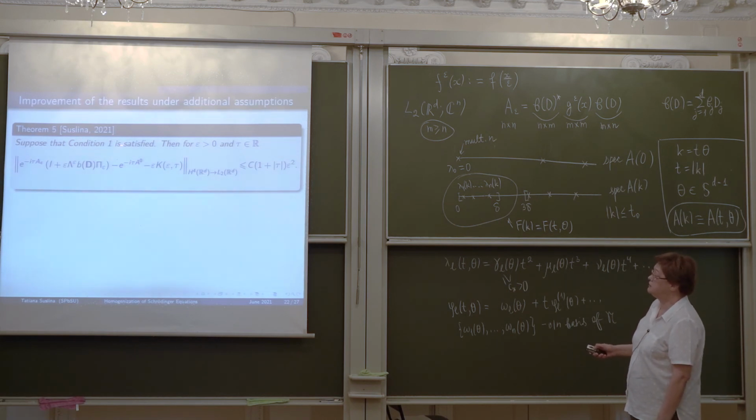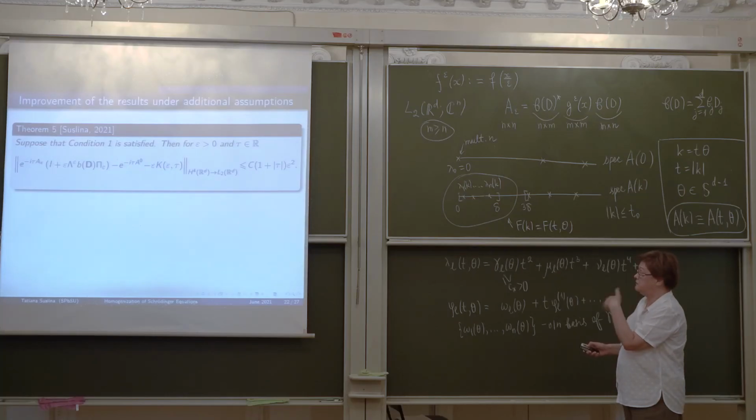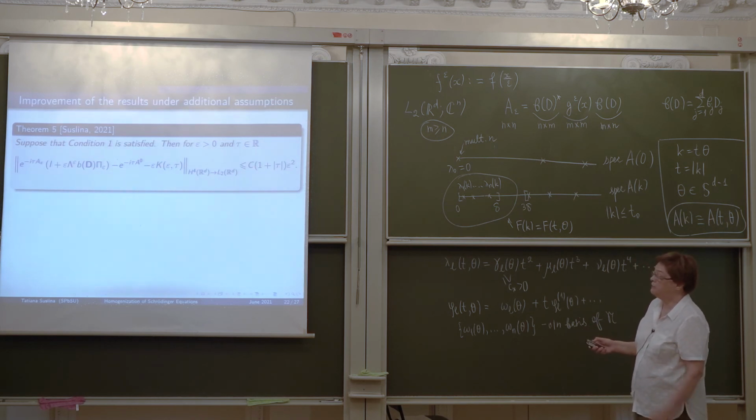Under the same condition 1, this is improvement of the result of theorem 2. In general case, here the norm was from H6 to L2, now from H4 to L2. In the general case, on the right, it was this term squared. Right-hand side grows as tau squared. Now we have linear growth. So improvement in two different senses.